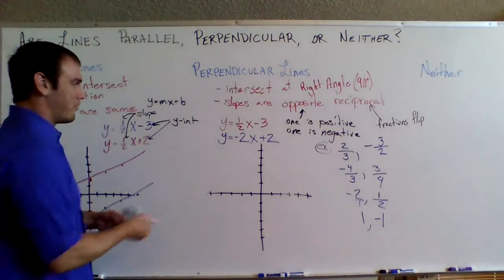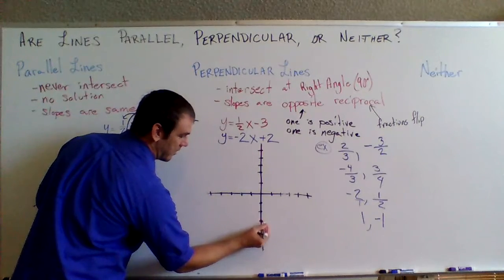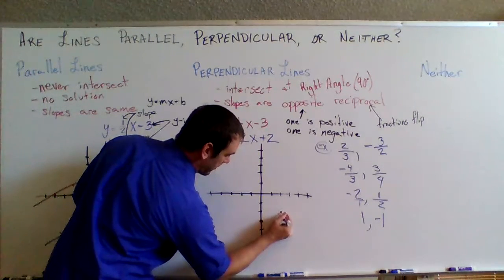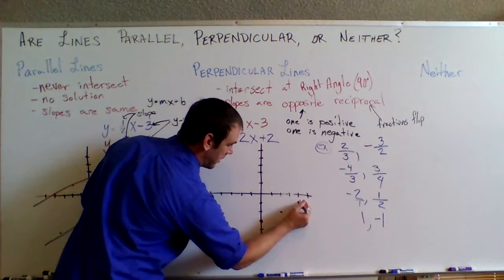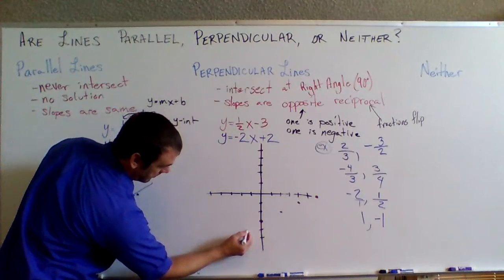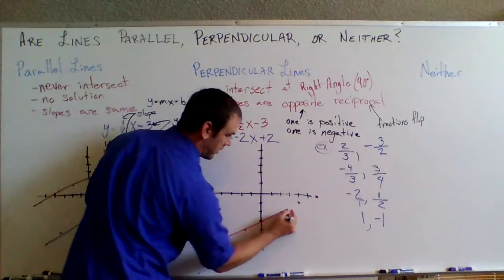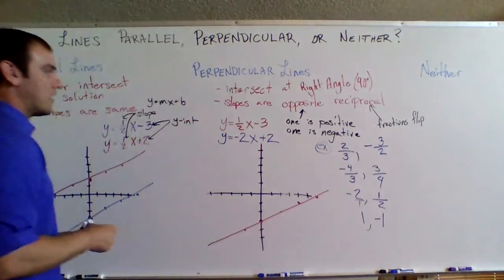Alright, so let's try to graph this guy. We've got negative 3. From here, we're going to go up 1 over 2, up 1 over 2, up 1 over 2. Going this way, I go down 1 over 2. Okay, so my graph should look a little something like that.